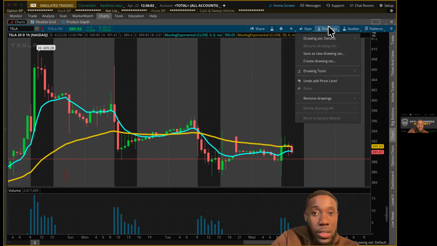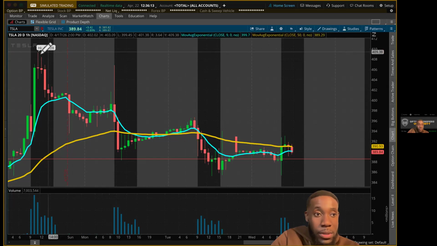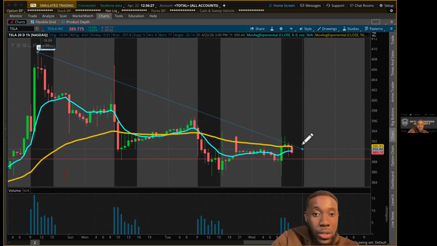So what I would do is I would go to drawings, I'll go to drawing tools, okay? I would select the drawing tool that says trend line, which is the second row, first column, okay? And I would literally draw at the top. I would have to press my mouse once, and then I'm moving my mouse so that it can potentially touch or graze all of the highs, okay? So it touched this high here, okay?